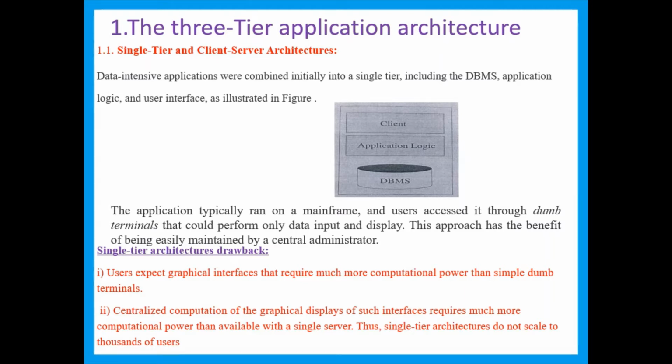The drawbacks of single-tier architecture: first, users expect a graphical interface that requires much more computational power than a simple dumb terminal. Second, centralized computation of the graphical display of such an interface requires much more computational power than is available within a single server. Thus, single-tier architecture does not scale to thousands of users.